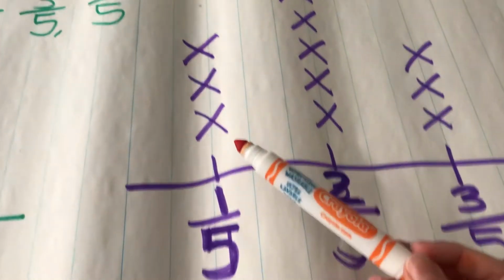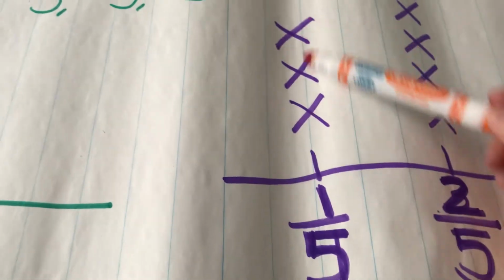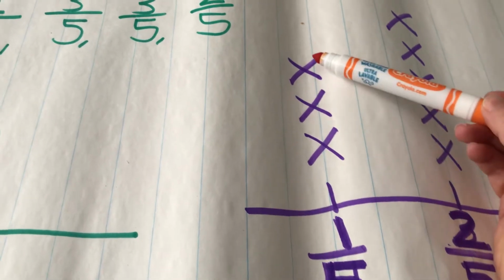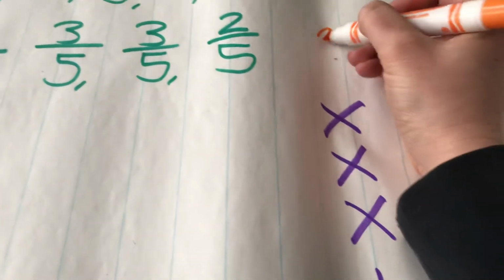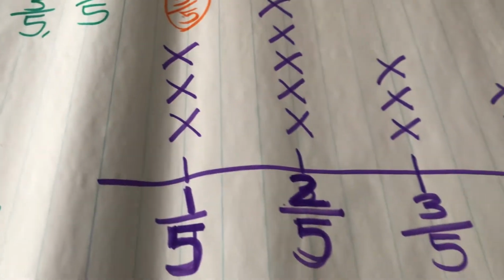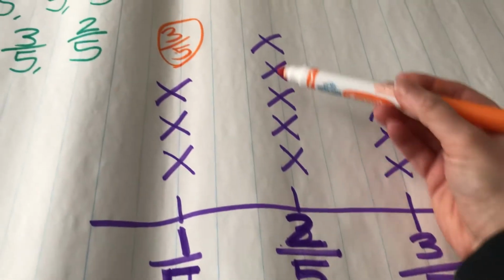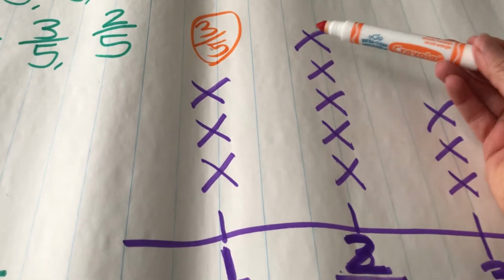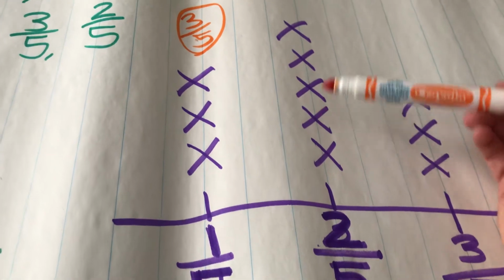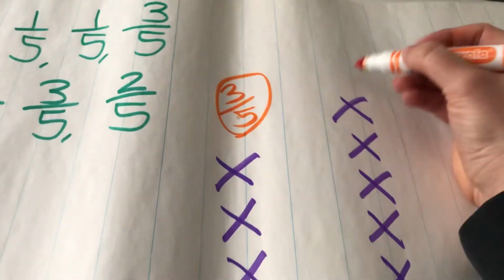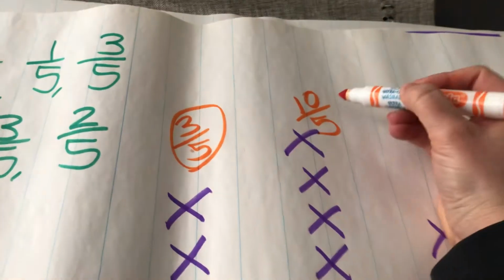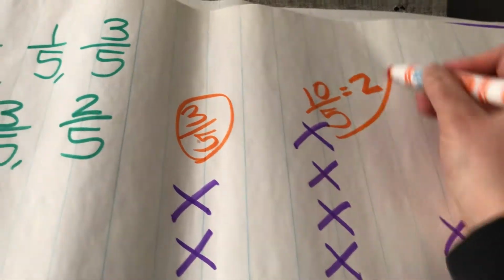So I'm going to start with my 1/5 and I'm going to figure out what is the combined mass of this. So if I have 1/5, 2/5, 3/5. So I have 3/5. Now I'm going to go to 2/5. Each of these X's are worth 2/5. So you're doing 2/5 plus 2/5 plus 2/5 plus 2/5 plus 2/5. So I'm going to do 2, 4, 6, 8, 10. So I have 10/5.